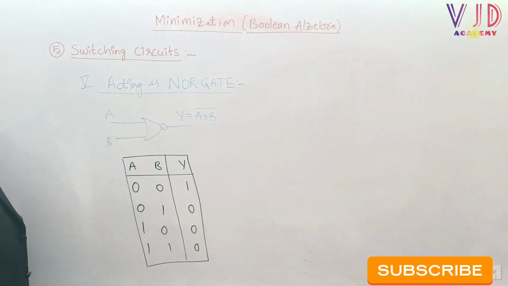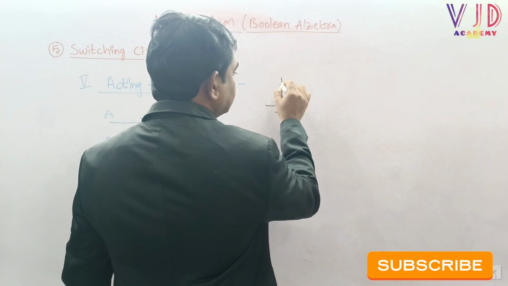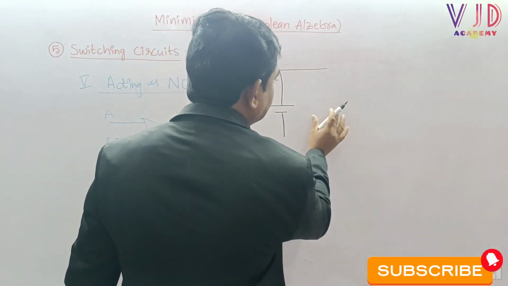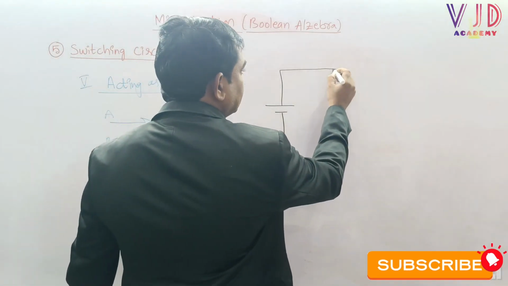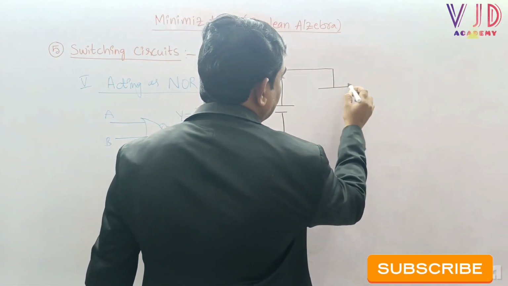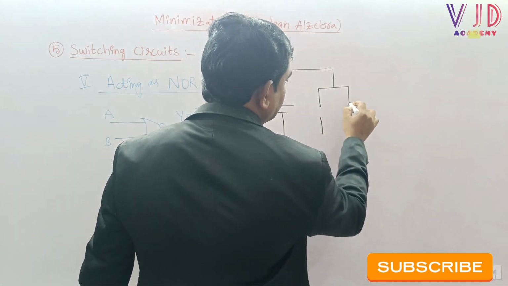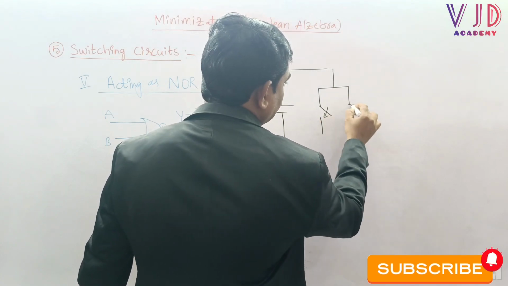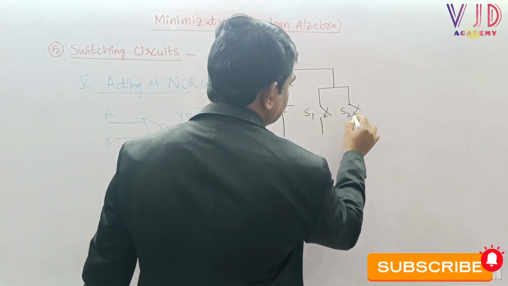Now let us try to take one switch circuit here. Based upon this switch circuit analysis, let us try to understand how this circuit is acting as NOR gate. Sir, as like NAND gate, I would like to connect here 2 switches S1 and then S2 in parallel to each other. Here I can say S1 and then this is S2.